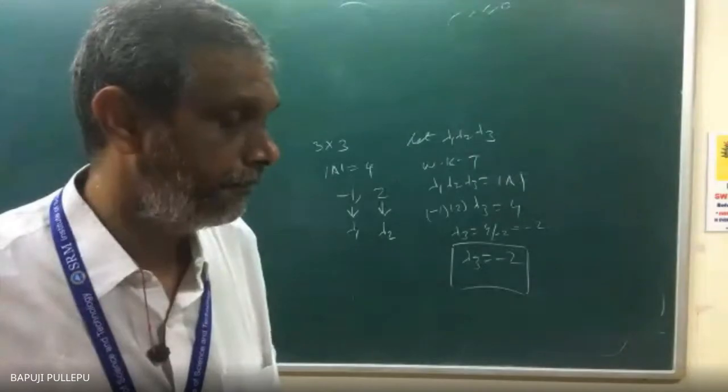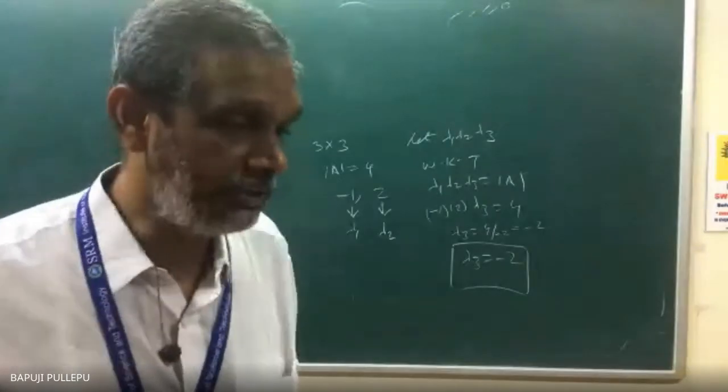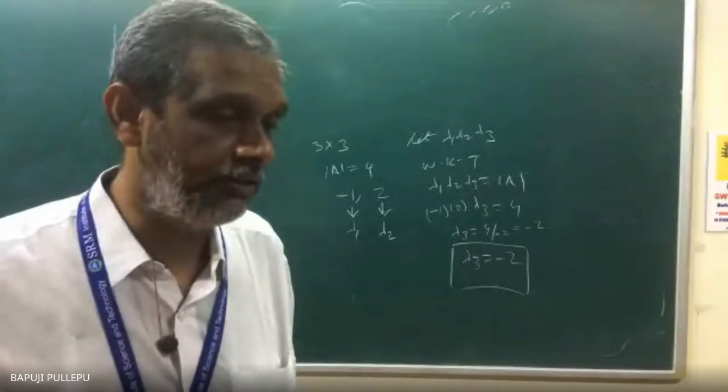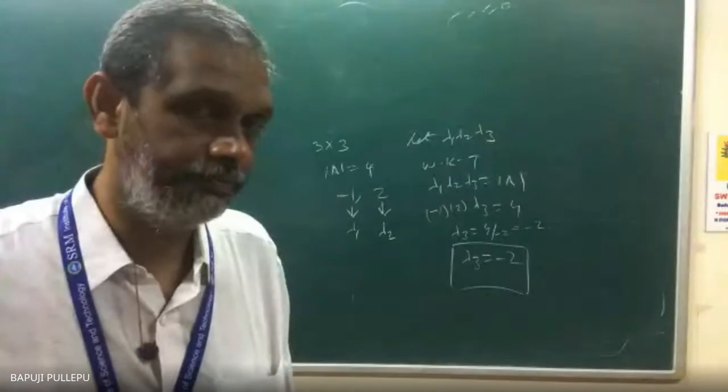Sir, when we are given those values, we have to find lambda 3, sir. When we have been given lambda 1 and lambda 2, we have to find lambda 3. That is the only question. Find the third eigenvalue. What is the third eigenvalue? Okay, sir.